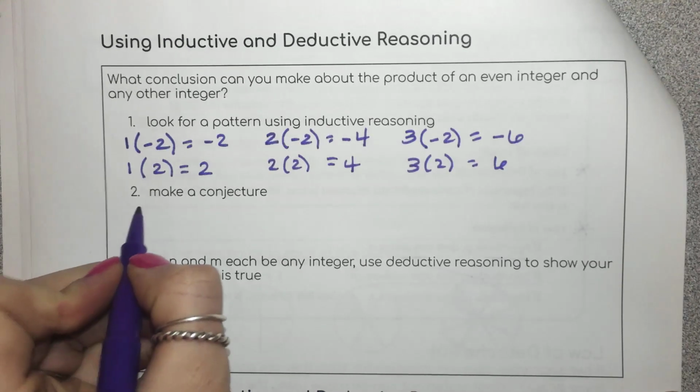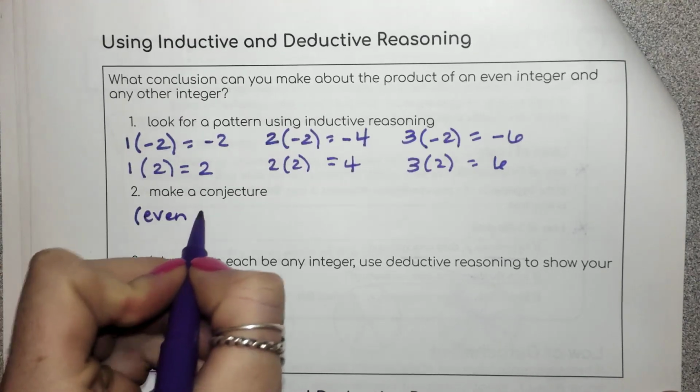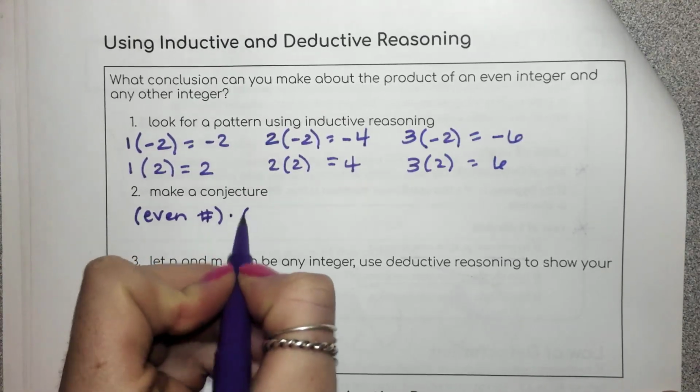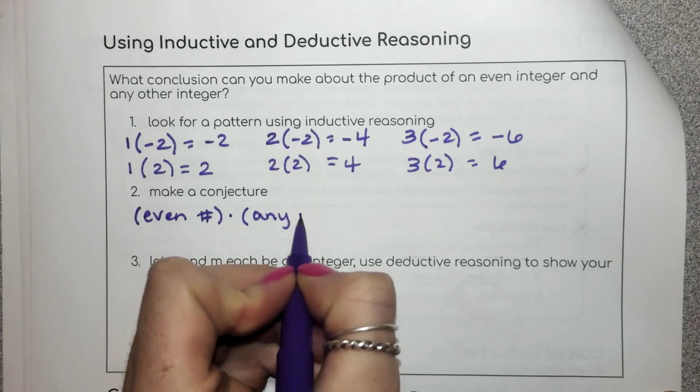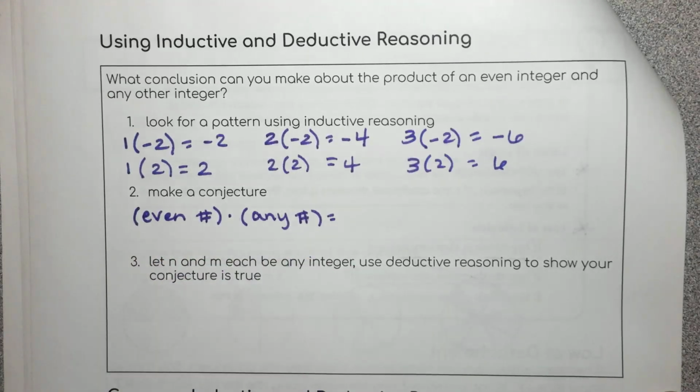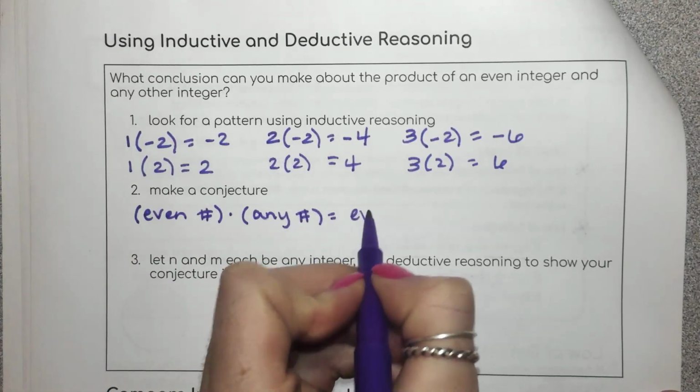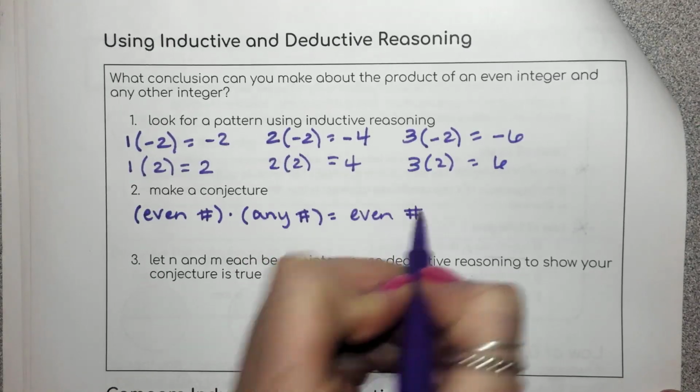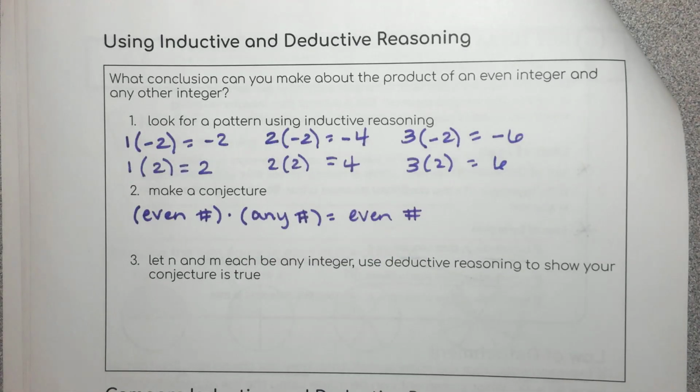I'm going to write it in math terms because I don't really like words. Even number times any number equals an even number. That's how I write my things, but if you want to write that all out in words, you're welcome to. So an even number times anything is going to give us an even number. It says let n and m be any integers. Use deductive reasoning to show that your conjecture is true.